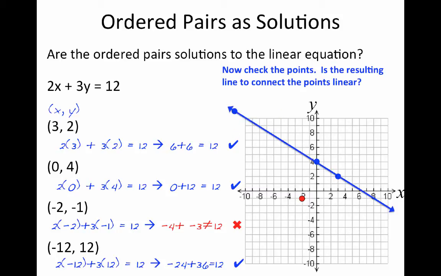You can see we can draw a line between the 3 points that were solutions to the linear equation, and the point (-2, -1) that was not a solution to the linear equation doesn't fall on that straight line.